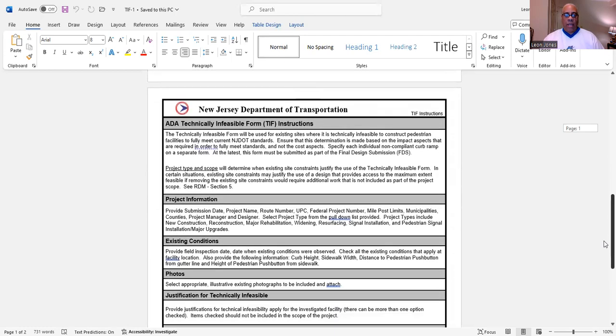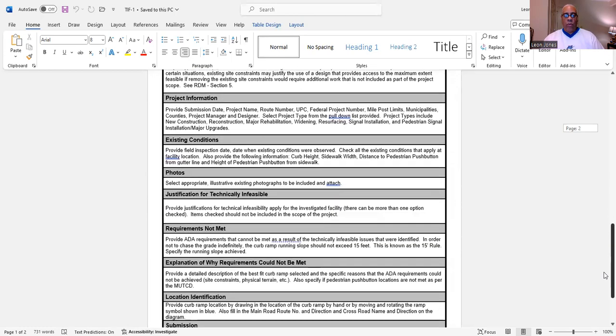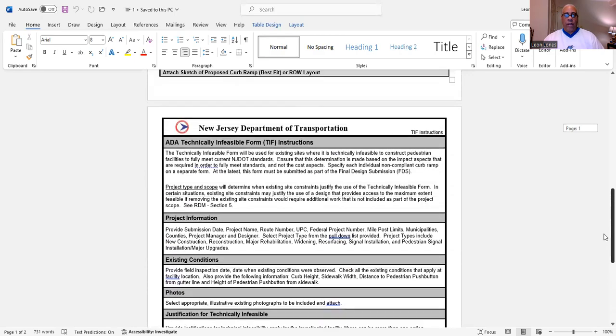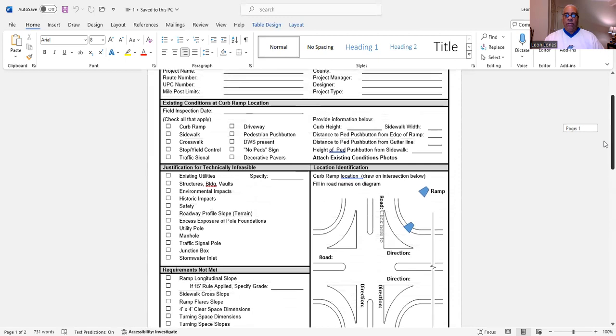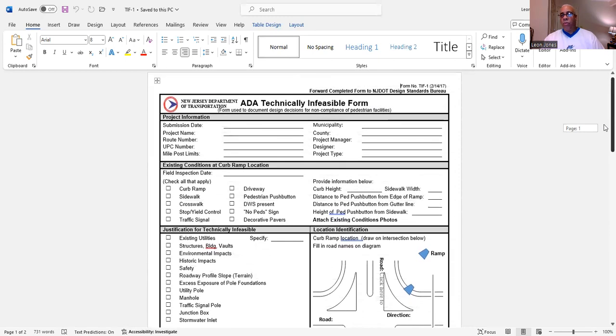It has to be signed, photos. I just run it up and down and let you all know what it looks like. And I'm going to actually use this form because I do quality control for the city of Indianapolis when I go out there and inspect all of the ADA ramps.